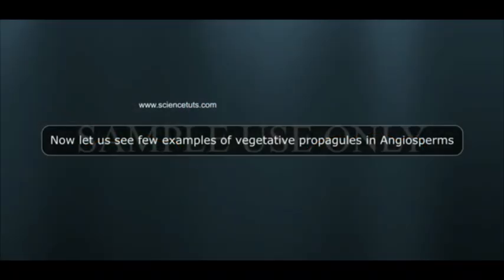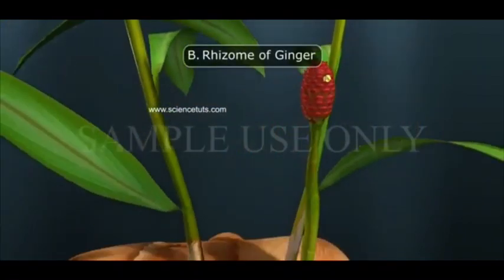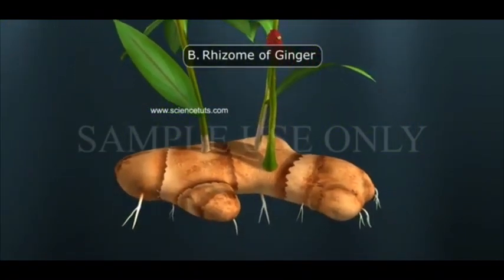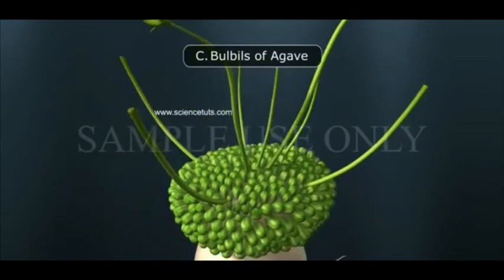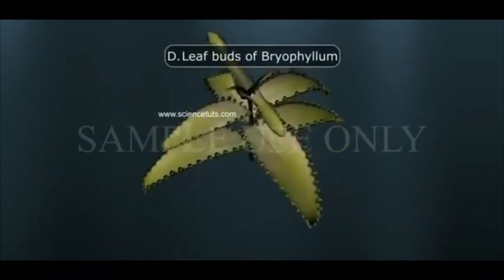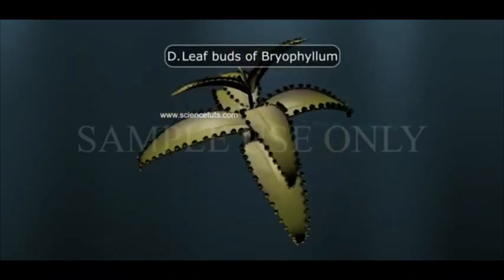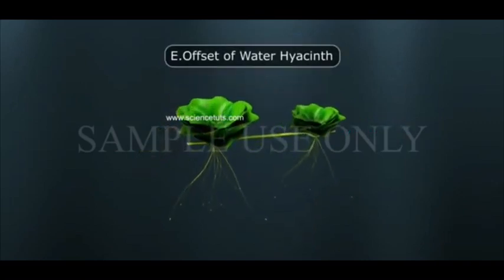Now let us see a few examples of vegetative propagules in angiosperms. A. Eyes of potato. B. Rhizome of ginger. C. Bulbils of agave. D. Leaf buds of Bryophyllum. E. Offset of water hyacinth.